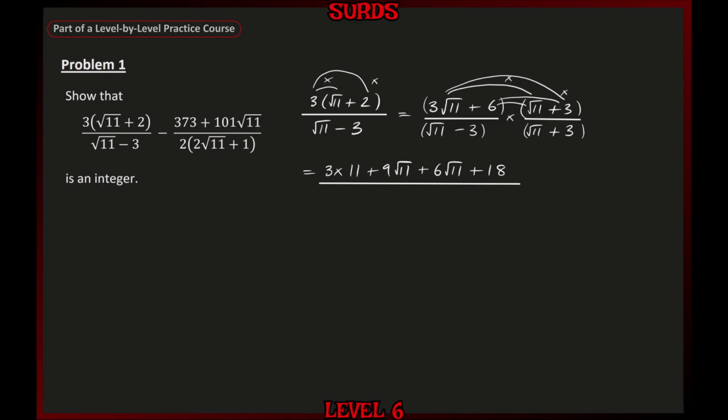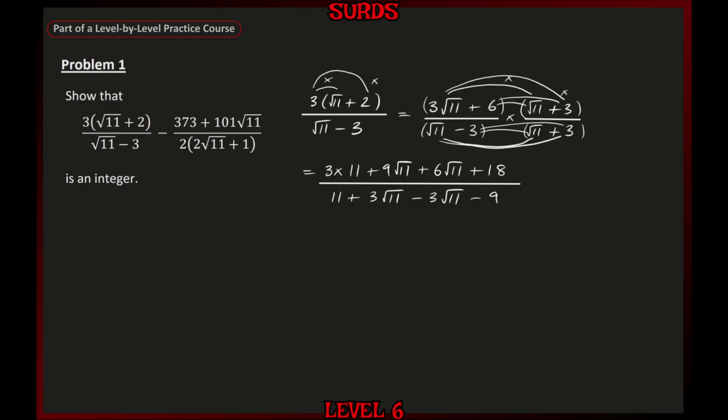Now moving our attention onto the denominator, we can start by multiplying together root 11 and root 11, which just gives us 11. Root 11 times 3 gives us plus 3 root 11. Minus 3 times root 11 is minus 3 root 11, and minus 3 times 3 is minus 9.